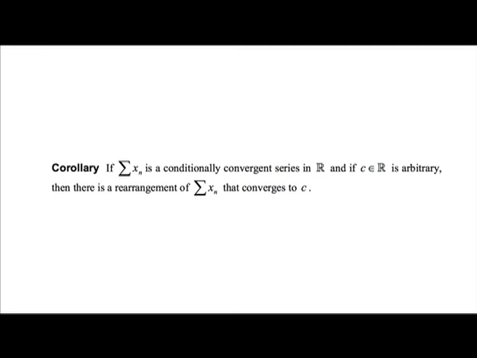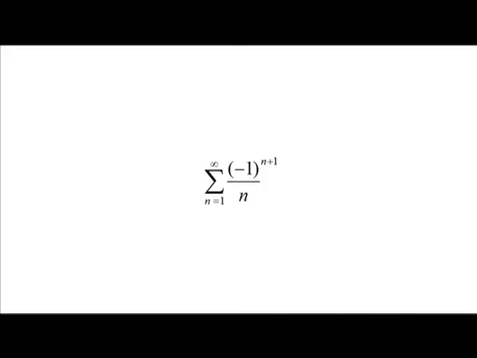Corollary: if summation xn is a conditionally convergent series in R, and if C belonging to R is arbitrary, then there is a rearrangement of summation xn that converges to C. We illustrate the corollary to Riemann's theorem by an example. We can find a rearrangement of summation (-1)^(n+1)/n, where n goes from 1 to infinity, that will converge to any pre-assigned real number, say for example 809.